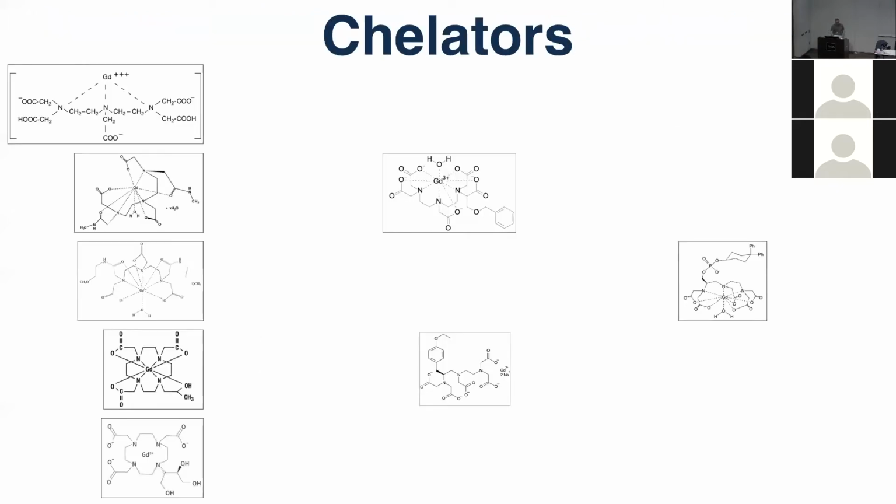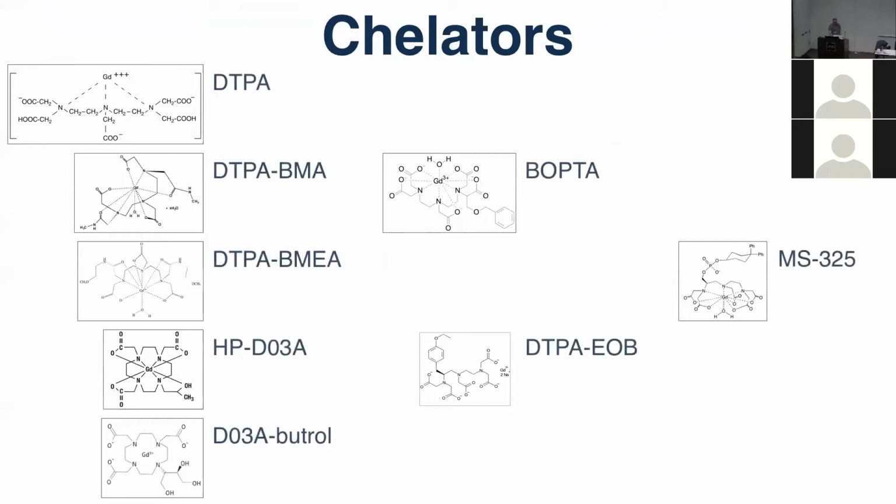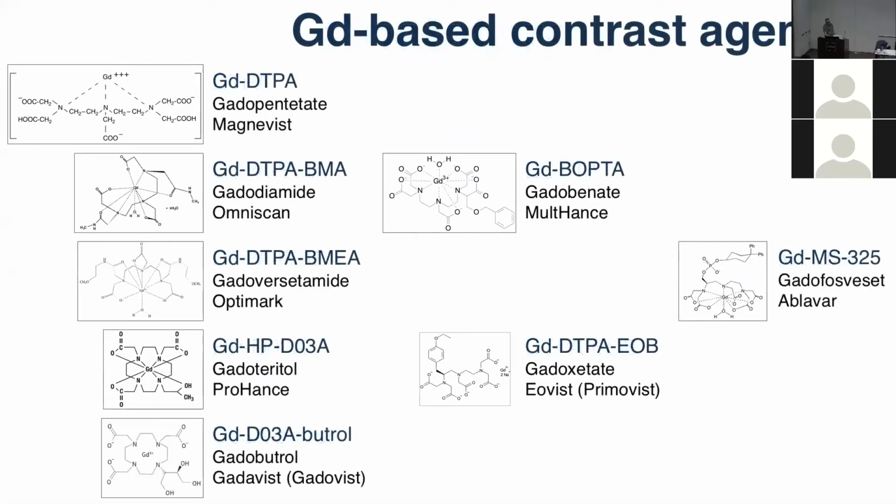Now, I'm going to skip through this. Just for your viewing pleasure or just curiosity, these are the chemical structures of the different chelators. These different chelators are shown here, DTPA, DTPA-BMA, et cetera. These different chelators have different generic names and different commercial names, as shown here.